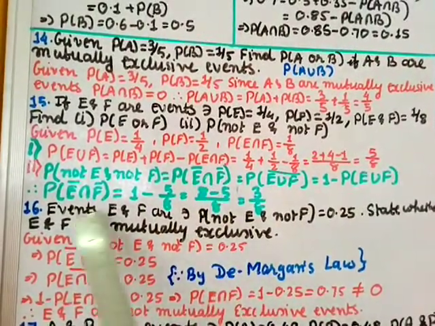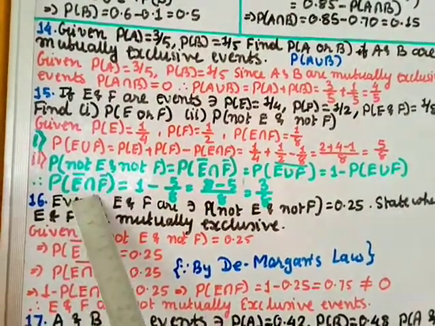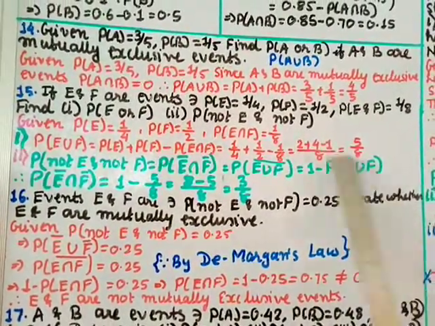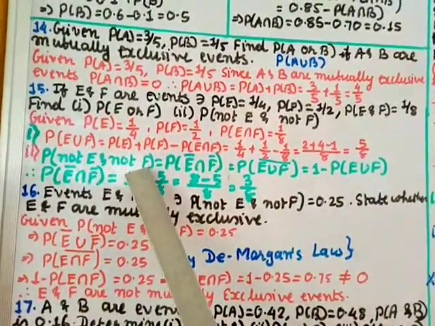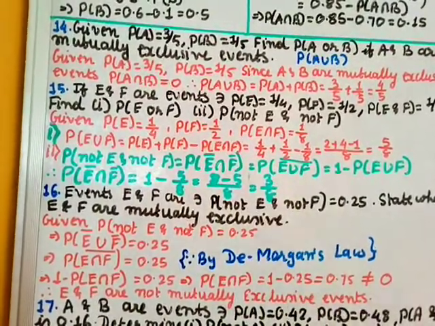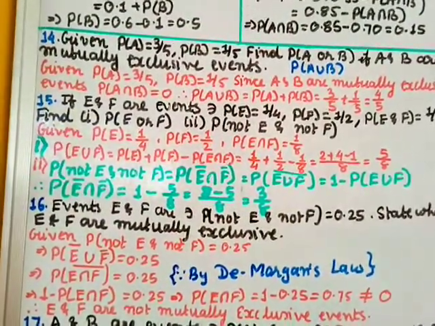So that means P of not E intersection not F is equal to 1 minus P of E union F, which we found to be 5 by 8. Take LCM. 8 into 1 is 8, minus 5 by 8, which gives you 3 by 8. So that is the solution for question number 15.